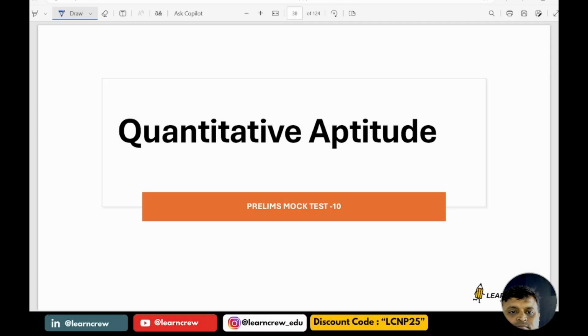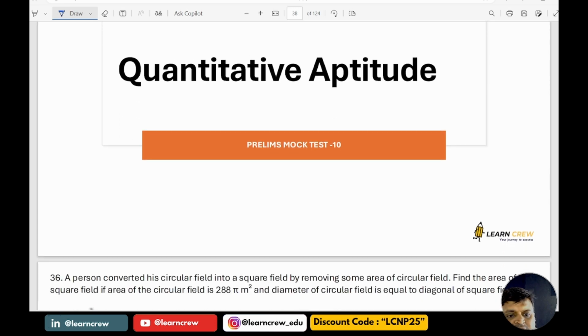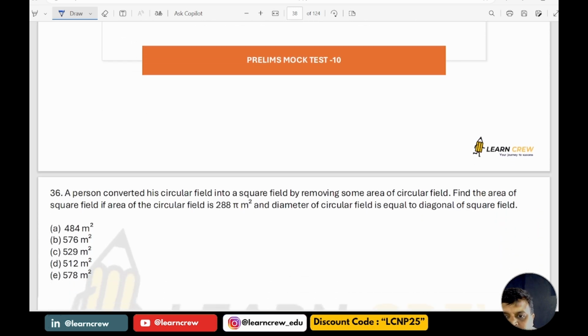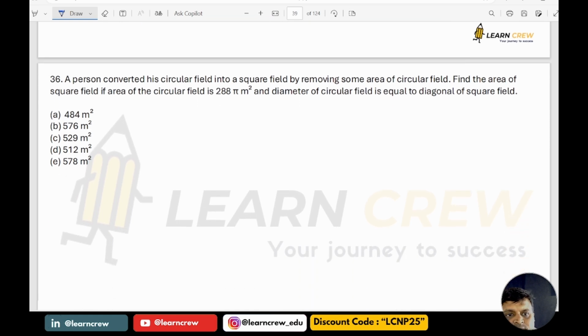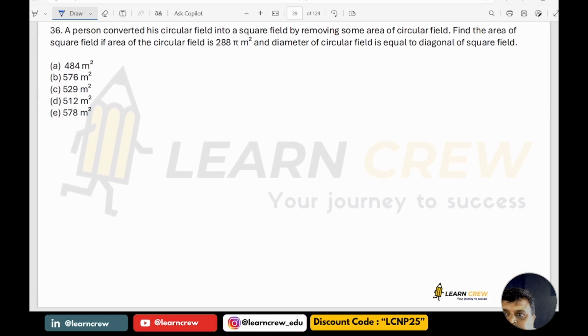Hi everyone, welcome to today's session on Quantitative Aptitude Prelims Mock Test 10 paper explanation. We have 35 questions, from question number 36 to question number 70. Question number 36 is from mensuration.